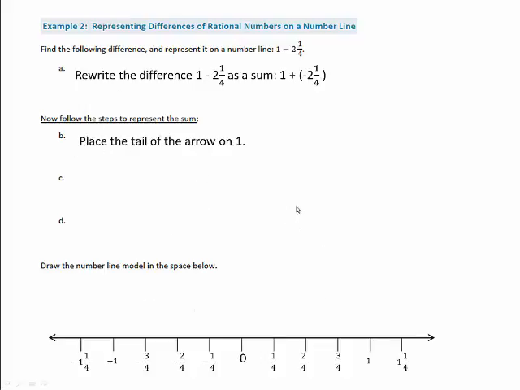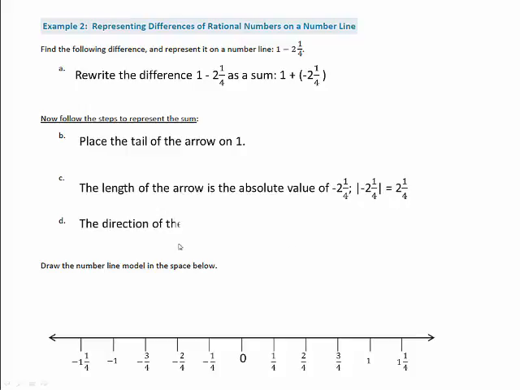First, we're going to place the tail of the arrow on 1, since that's where we've started. We've gone from 0 to 1, and now we're going to go from 1 back 2.25 marks. So the length of the arrow is 2.25, the absolute value of negative 2.25, and we're going to go to the left because we have a negative 2.25.